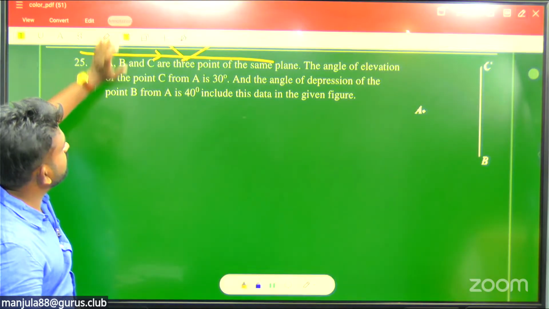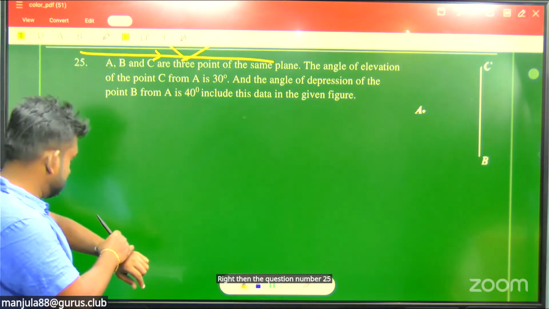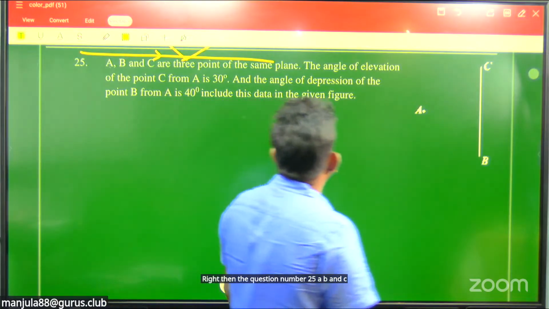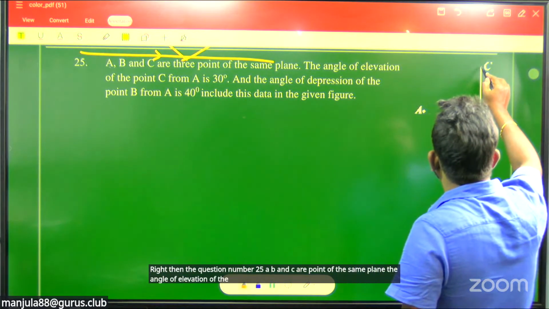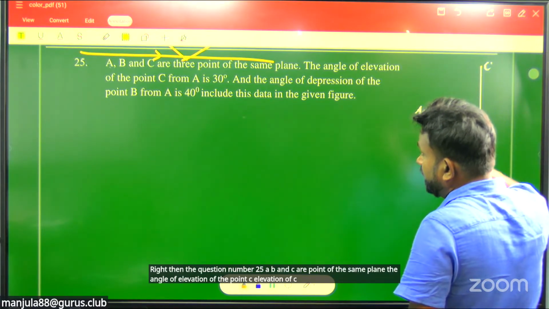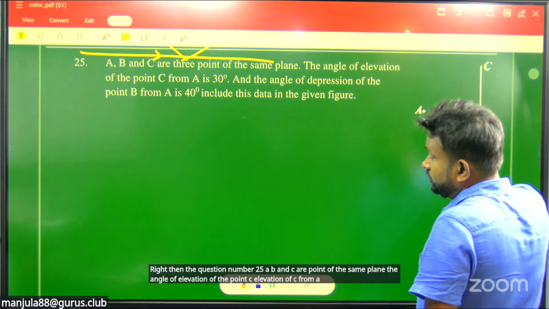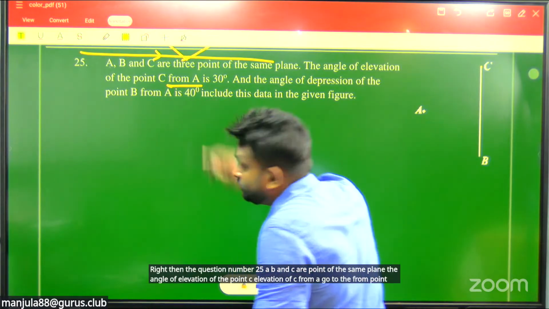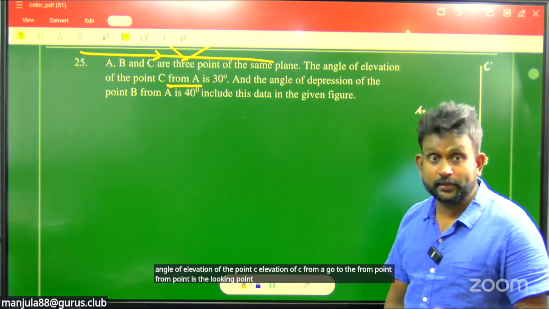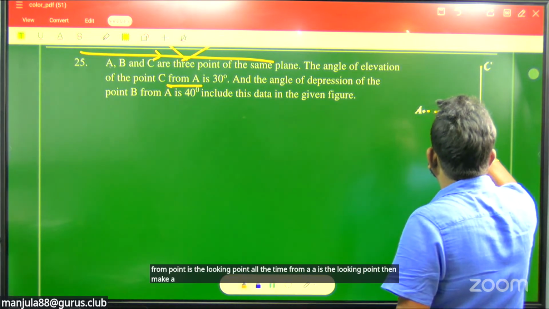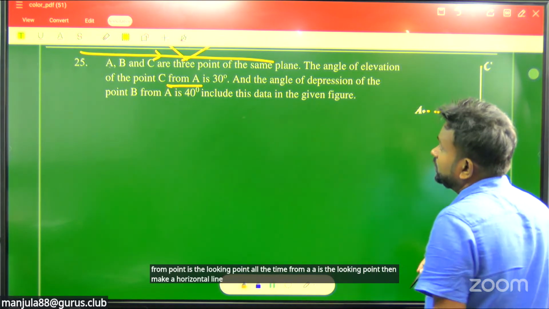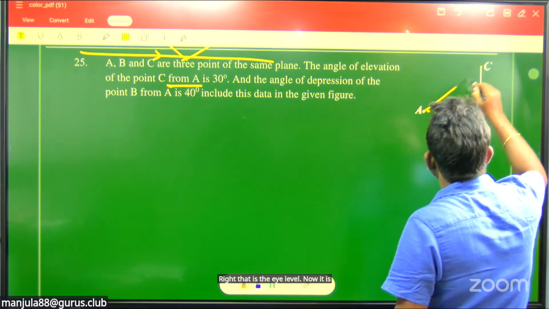Right, then question number 25. A, B, and C are points on the same plane. The angle of elevation of the point C from A. Go to the from point. The from point is the looking point all the time. From A, A is the looking point. Then make a horizontal line, that is the eye level. Now it is looking at C, so connect C there.